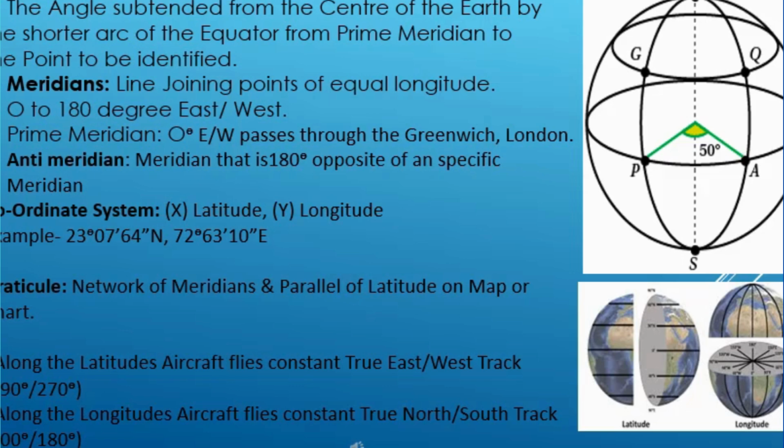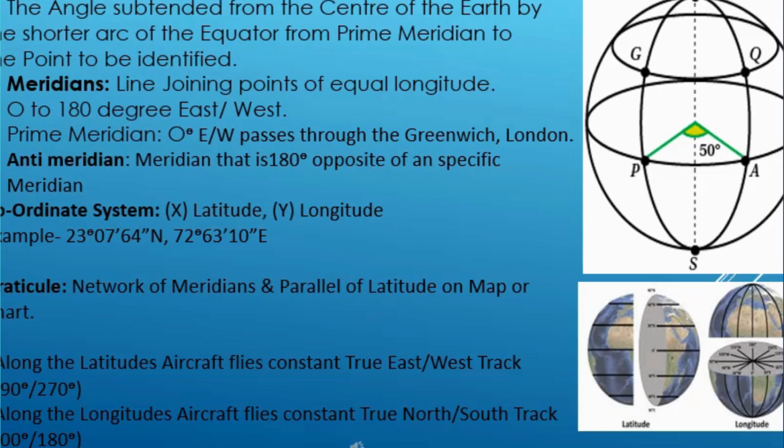After that, we have the coordinate system. So the coordinate system is basically how we can point out any point on the earth. How can we say which point on the earth we are on? To say that, the latitudes are shown in X and the longitudes are shown in Y.